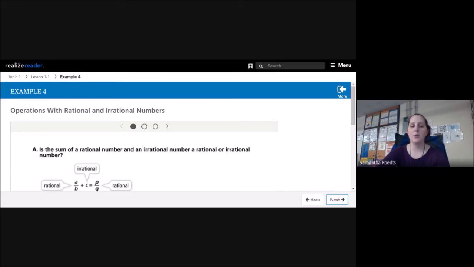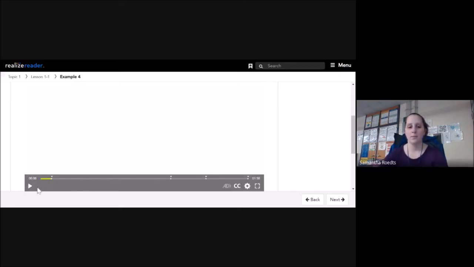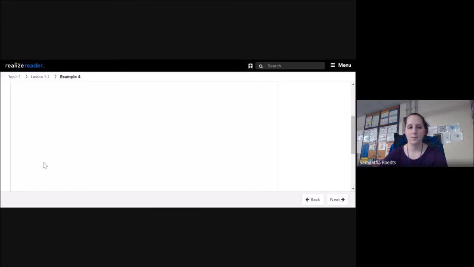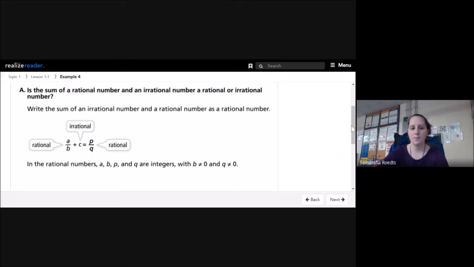All right, example 4, operations with rational and irrational numbers. Is the sum of a rational number and an irrational number a rational or irrational number? Write the sum of an irrational number and a rational number as a rational number. Every rational number can be written as an integer divided by a non-zero integer. So for A divided by B and P divided by Q to be rational, A, B, P, and Q are integers with B and Q not equal to 0.